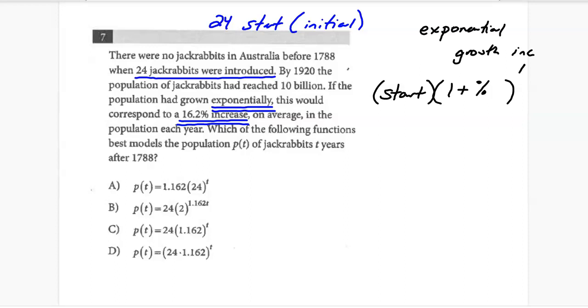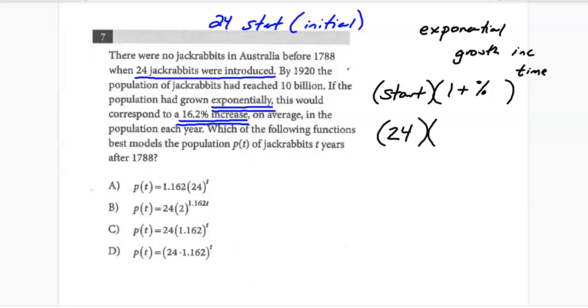And then you're going to have time as an exponent. So that's kind of the pattern for all growth problems. So if we look at this problem, we start with 24 rabbits. Now, even if you can just get that part, you're going to be in pretty good shape. And then we do our growth part.